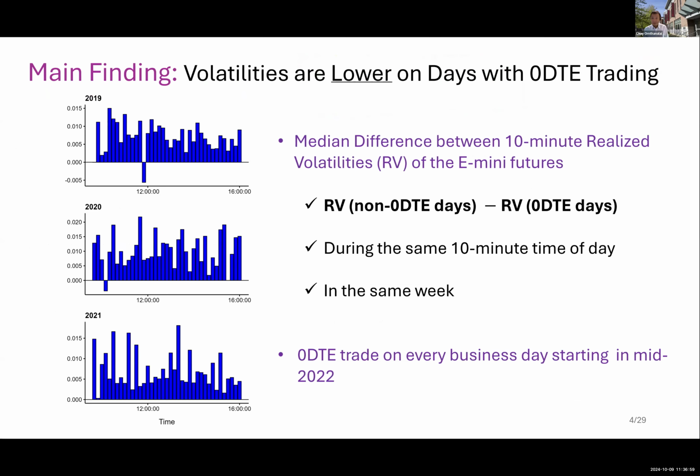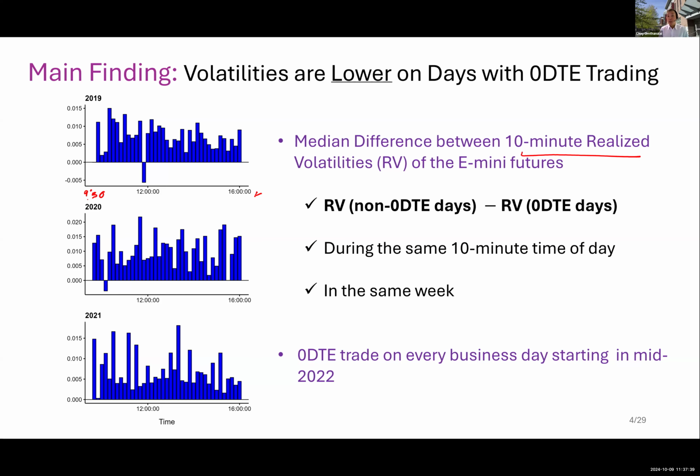So, the main finding: we find that volatilities are lower on days with zero DTE trading. I'll define zero DTE in a bit, and I'll go through the literature review to see where we relate to it. What we show here is the median volatility difference. We're using 10-minute realized volatility, calculated using E-mini futures. It shows throughout the day, from the morning at 9:30 all the way through the market close, and we do this every year from 2019 to 2021.